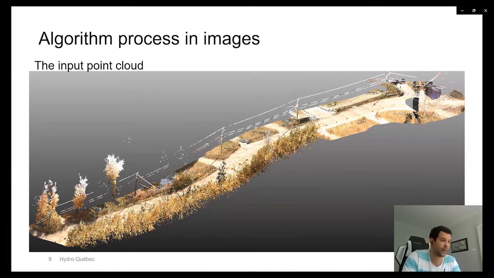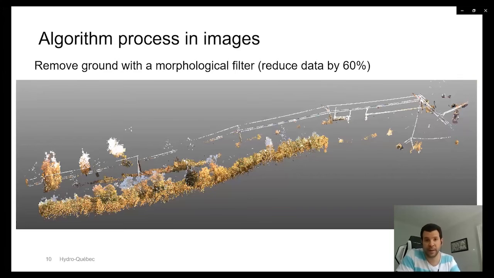It's free, and you can use it in order to take off the ground. So we take off the ground by using a morphological filter, and as you can see, we've been able to reduce the amount of data by 60%, which is huge. And in addition, we don't need to process the ground, because what we are looking for are the lines and poles.